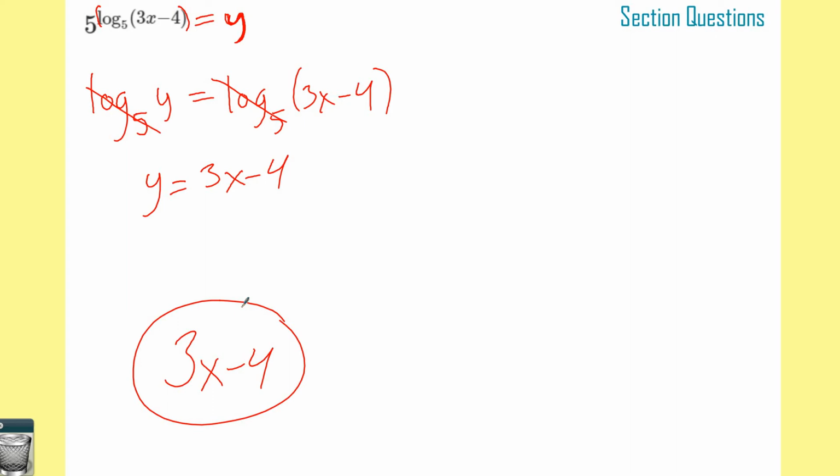And again, that was our shortcut from before. When you have an exponent and it's the same as the base of that log, these basically cancel each other out. Okay, that's a shortcut. Okay, so let's keep it going.